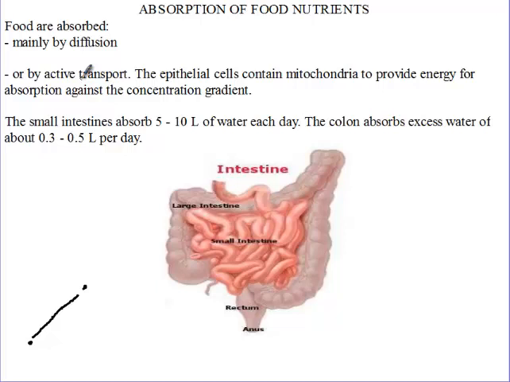Also, for water absorption, the small intestines absorb between 5 and 10 liters of water each day. The colon, which is part of the large intestine, absorbs 0.3 to half a liter per day, whilst the small intestine is doing between 5 and 10 liters. The large intestines are only doing 0.3 to 0.5 liters per day.